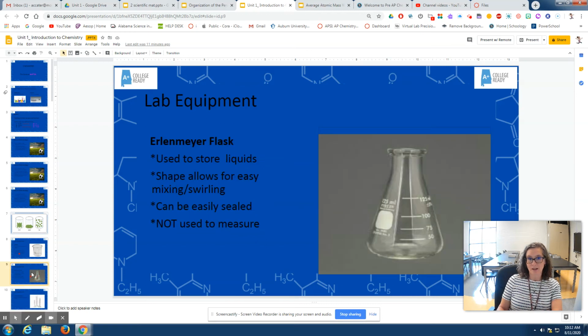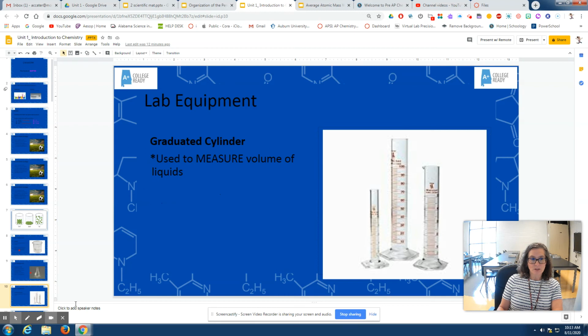An Erlenmeyer is kind of the same thing. And the difference is just the shape. We like to use an Erlenmeyer when we have to swirl or mix things. Again, it's just used to estimate volume. It is not used to measure volume. Graduated cylinder is what we use to measure volume because it has all of these small graduations on it that give an accurate measure of volume. So when you have to measure the volume of a liquid, 100 milliliters of liquid or whatever, you're going to use a graduated cylinder, not a beaker, not an Erlenmeyer. Okay. Moving on.